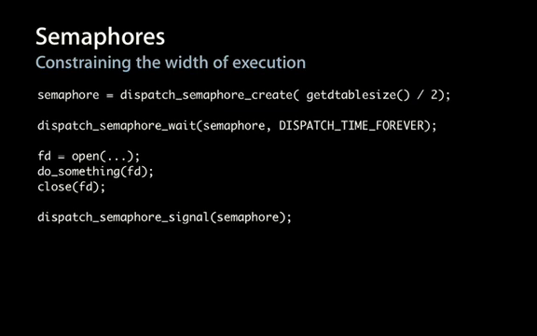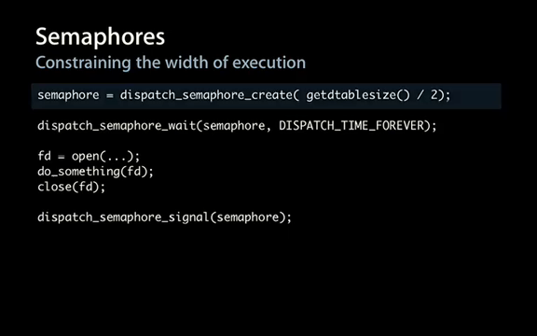A different example of semaphore usage would be to pass a non-zero initial value. And this might be useful if you're using a semaphore to constrain the width of execution. In this example, we're saying our application should only use half of the available file descriptors. They are a finite resource. There's only so many spots available in the file descriptor table. So we're willing to use up to half of them.